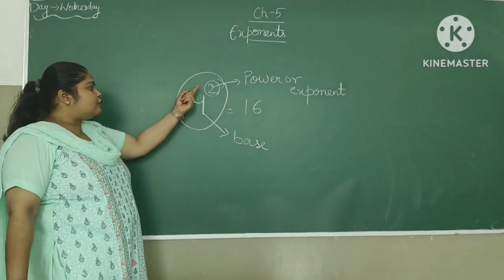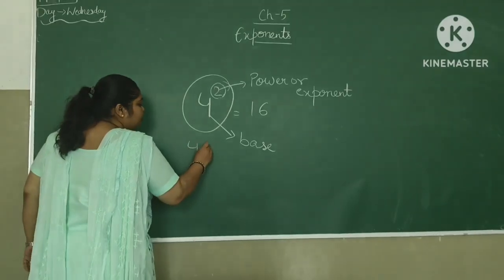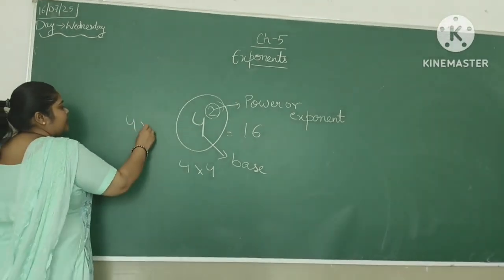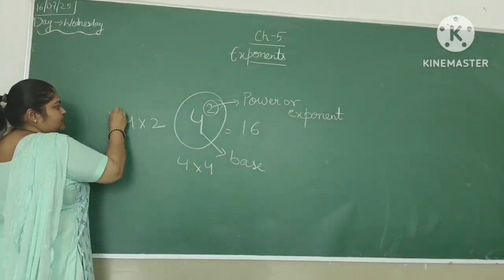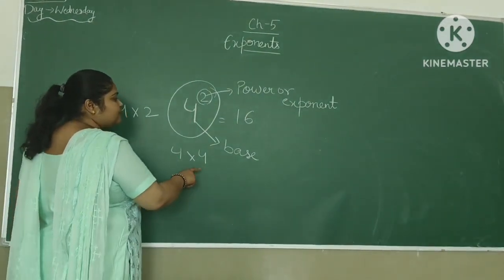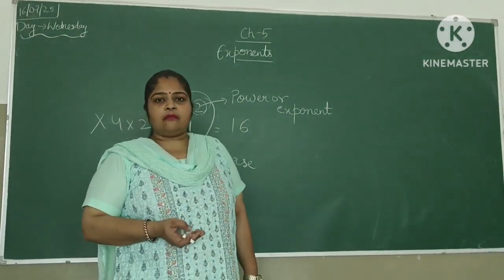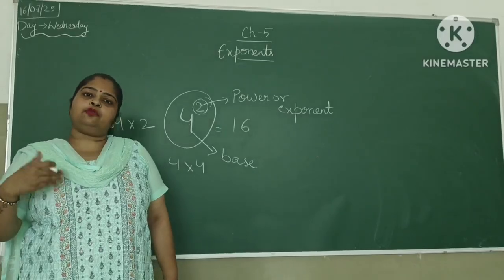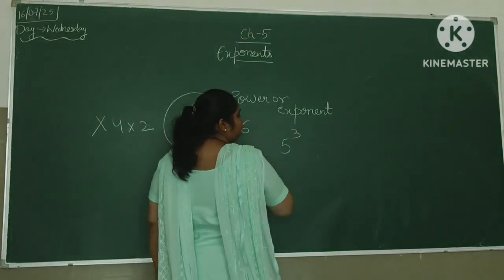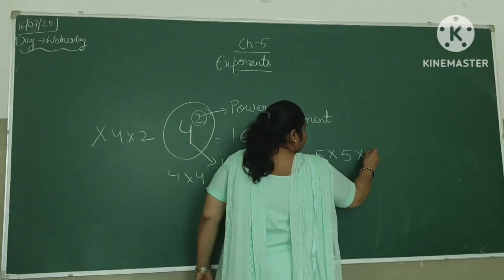So what does the square of 4 mean? It means that we have to multiply 4 two times. Okay, this does not mean that you have to multiply 4 into 2. No, this is wrong. This means that you have to multiply 4 two times. Whatever the power is on the number, we have to multiply the number up to that value of power. Like, if I have 5 to the power 3, we have to multiply 5 three times.